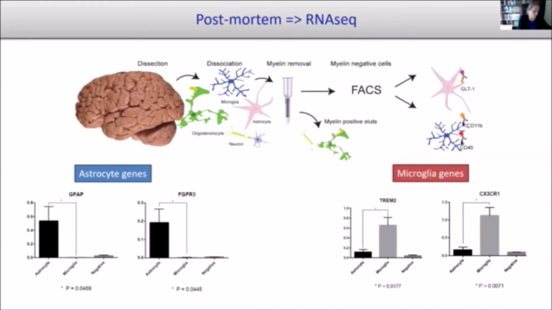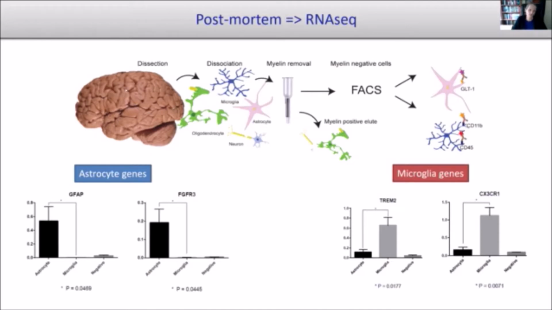So one of the things that you can do if you want to translate that type of work to the human brain is that you also do, for instance, RNA-seq or other kind of analysis on human brain banks. And that's also what we started several years ago. So we isolated from human post-mortem brain tissues microglia and astrocytes, and we could do quantitative PCR on that. And you see here, for instance, that the astrocytes indeed expressed astrocytic genes such as GFAP and FGFR, and the microglia expressed microglia-specific genes such as TREM2 and CX3CR1.